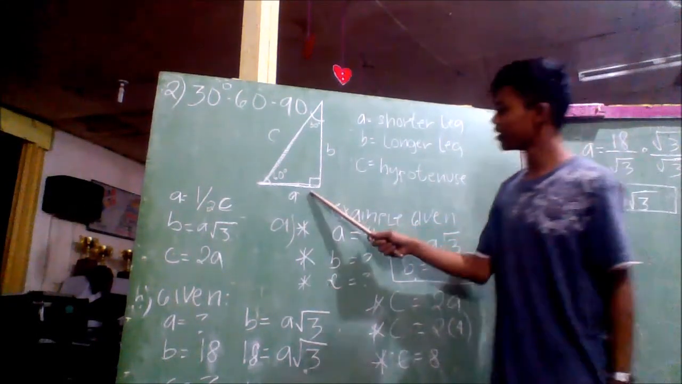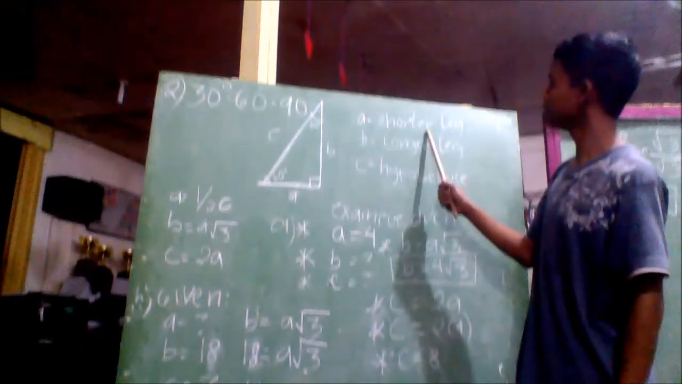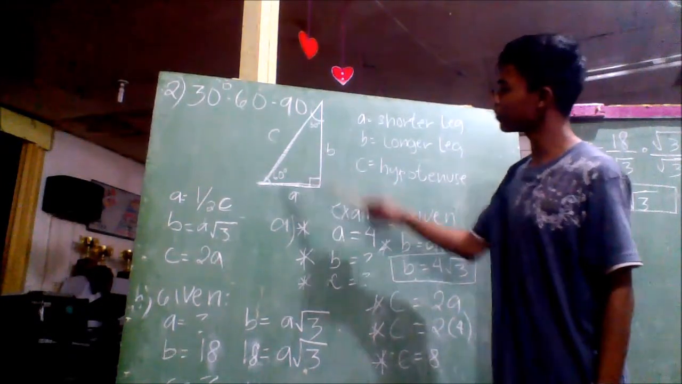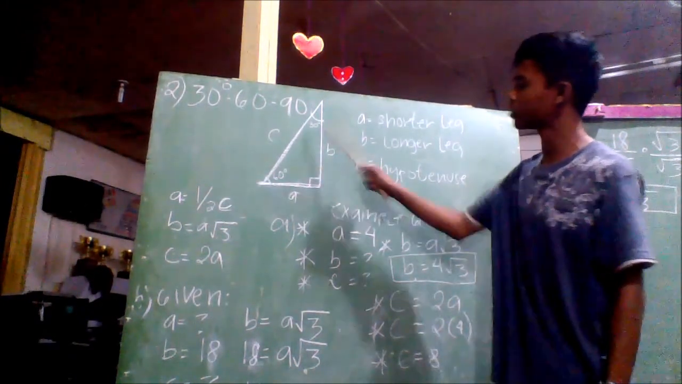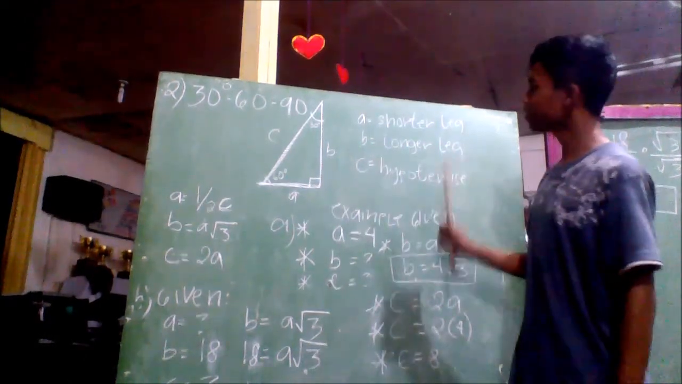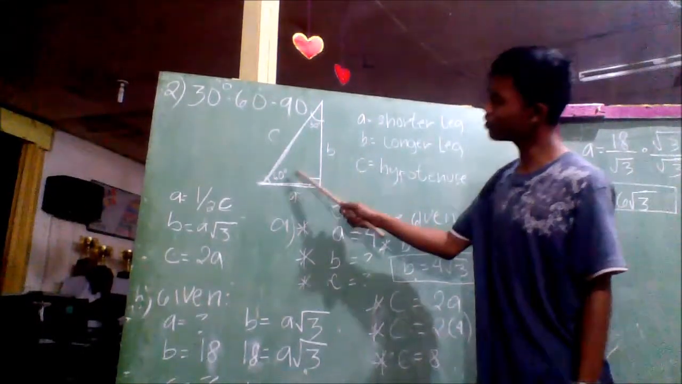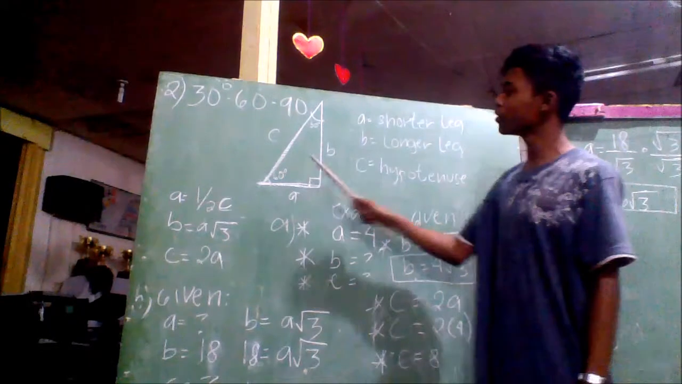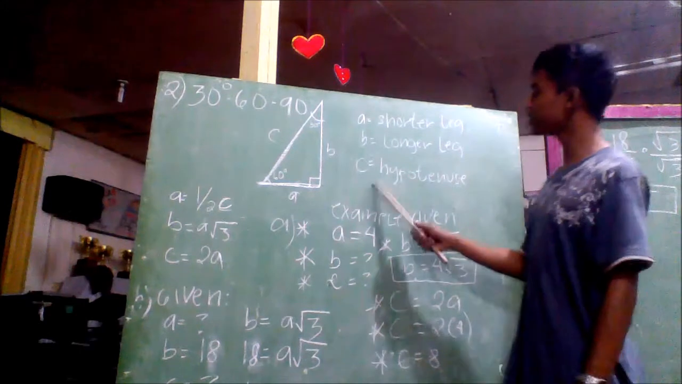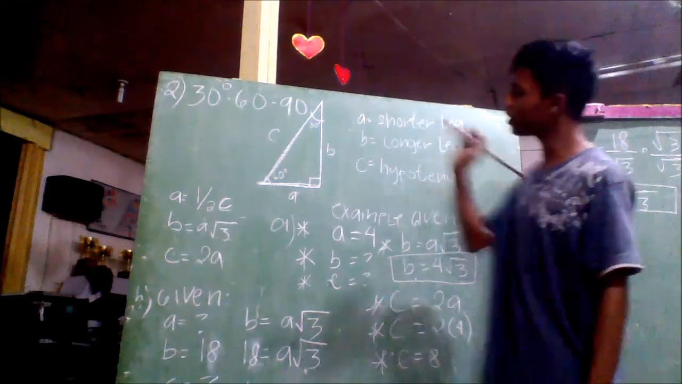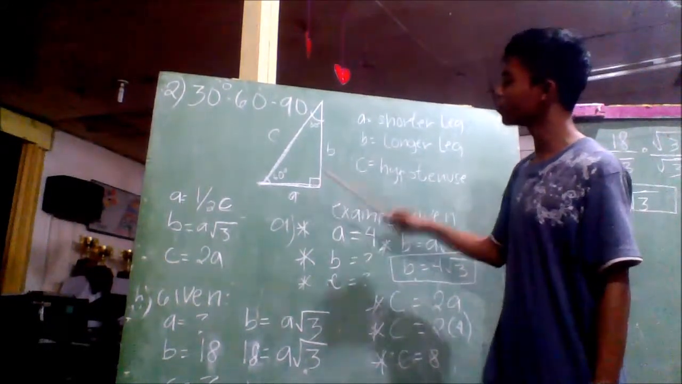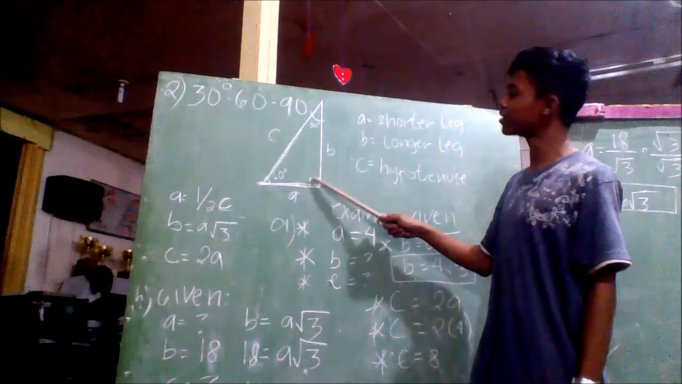Letter A or side A is commonly called the shorter leg. This is called the shorter leg because the angle opposite to it measures only 30 degrees, the smallest among the three. Next is side B or the longer leg. The angle opposite to it measures 60 degrees, the second largest in the whole triangle. Next is the largest one, the hypotenuse. This is called the largest because the opposite angle measures 90 degrees, the largest angle among the three.